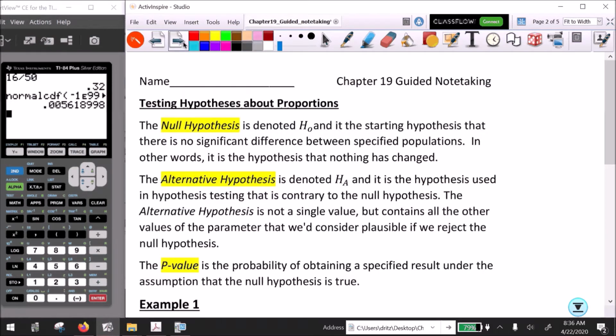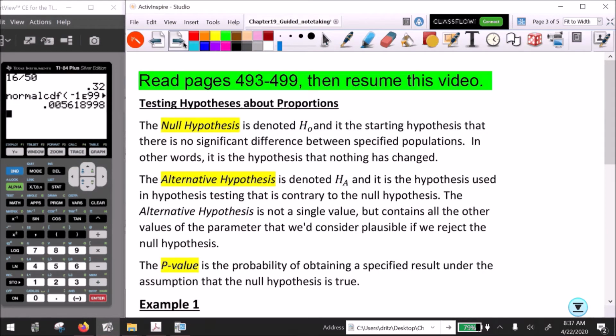And before you watch this video, I strongly encourage you to read the first 7 pages of this chapter. I put a link to this chapter in the Google Classroom post where you found this video. So if you haven't done so already, I would like you to pause the video, read those 7 pages, then come back.